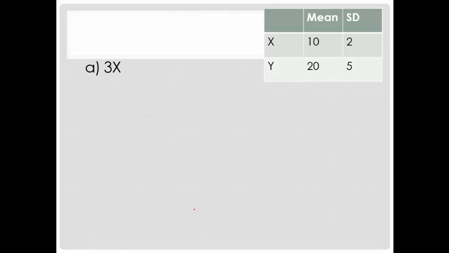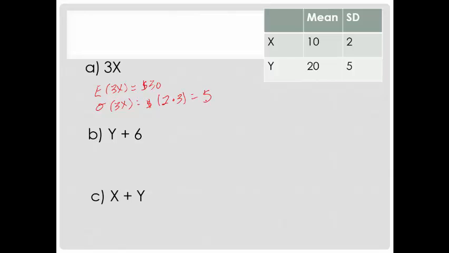For 3x, the expected value, if they triple the amount of money we're spending on cat food, we'd expect to spend $30. The standard deviation, if they triple our price for cat food, well, we'd triple too, right? So we take 2 times 3, which would be $6. We'd expect some variation among cat food brands, plus or minus $6, if you will.